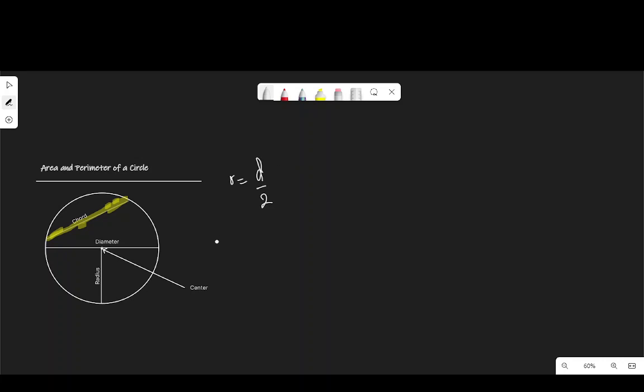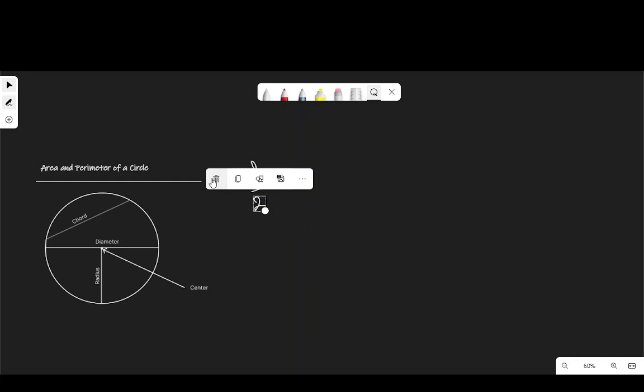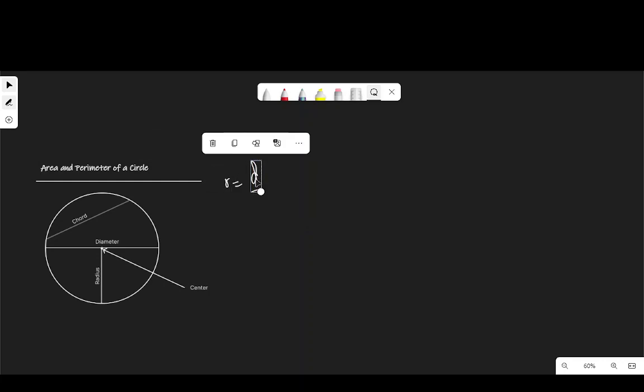So area of a circle, what is area in the first place? Area is the amount of space that a given shape occupies. So for a circle in this case, the area is the amount of space that it occupies. And how can we get that amount of space? There is a special formula used in calculating the area of a circle, and that formula is what we are going to look at in this lesson.